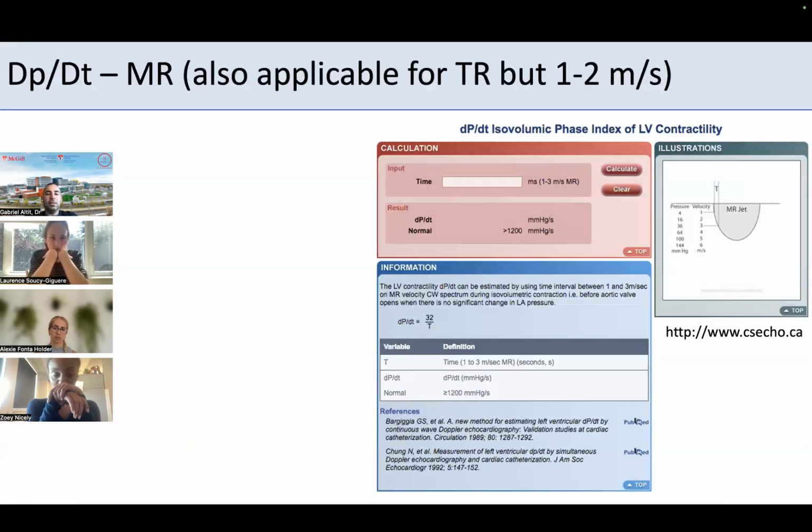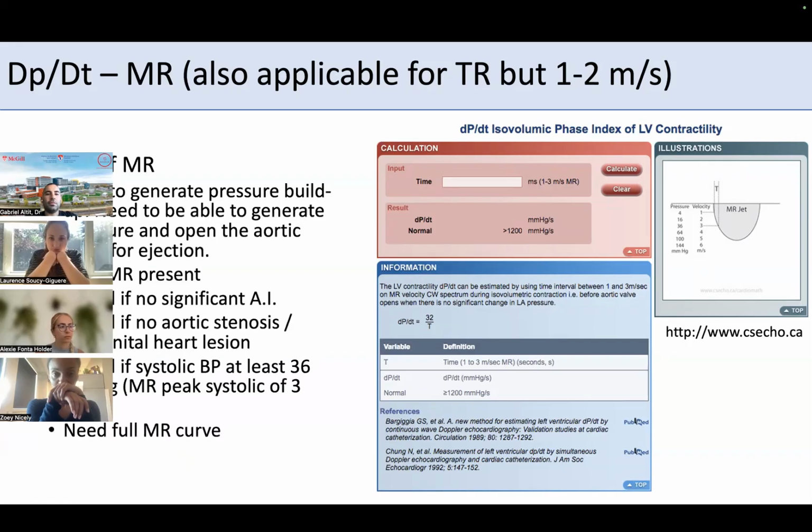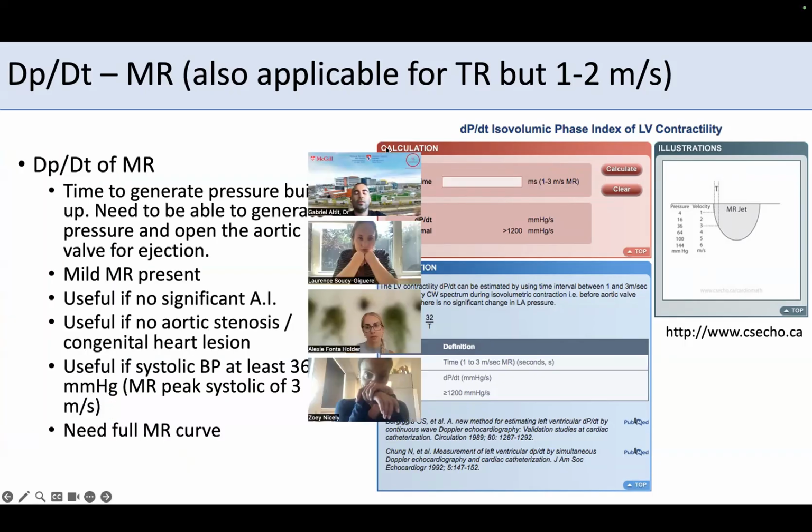The dP/dt, we spoke about it, Laurence, a few times. What is the dP/dt? Extremely rarely obtained and of questionable value. But basically, if you have a TR jet or an MR jet, the speed at which you're able to generate that jet informs you on the vigor of this left ventricle or right ventricle in systole.